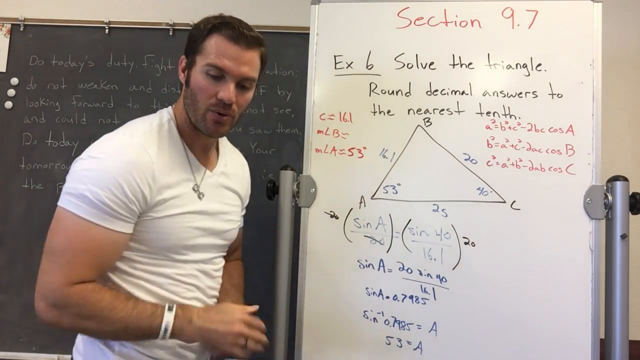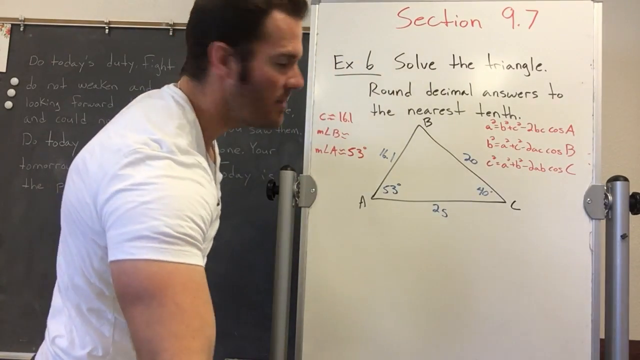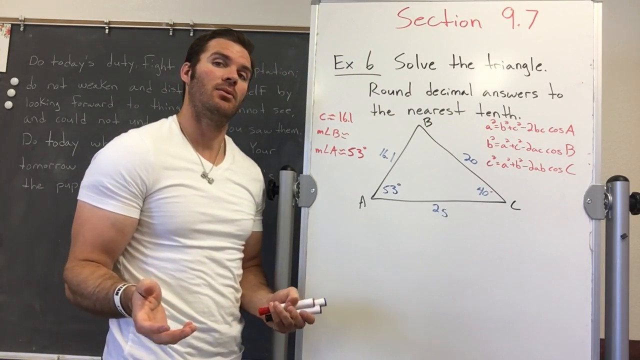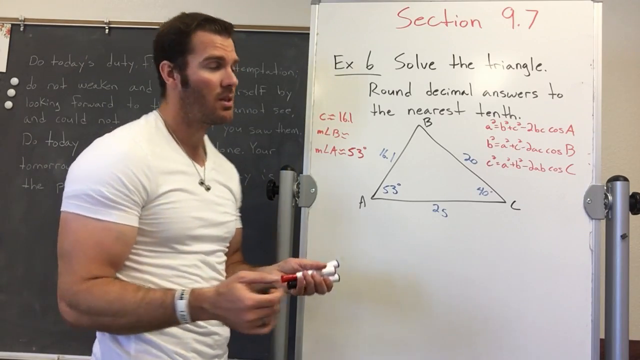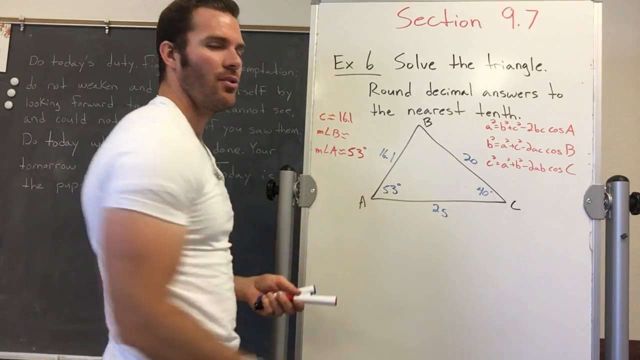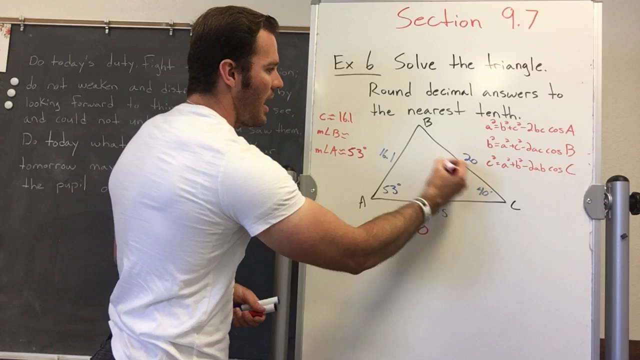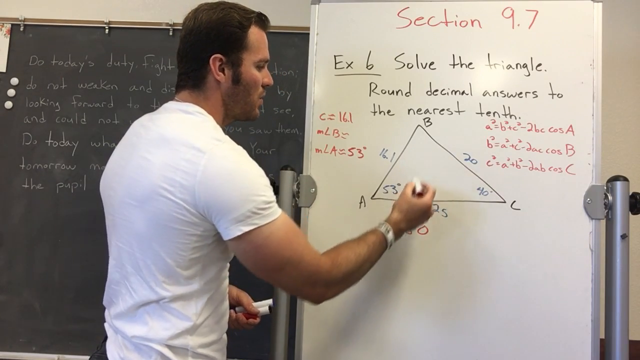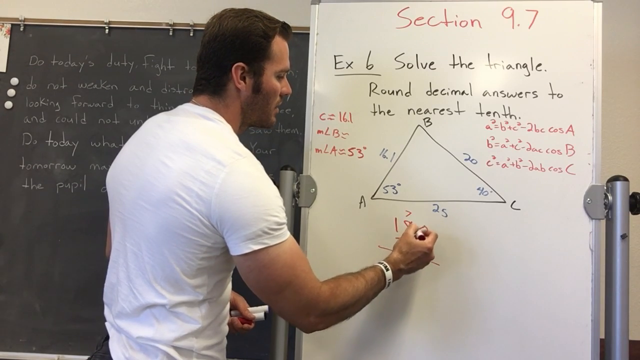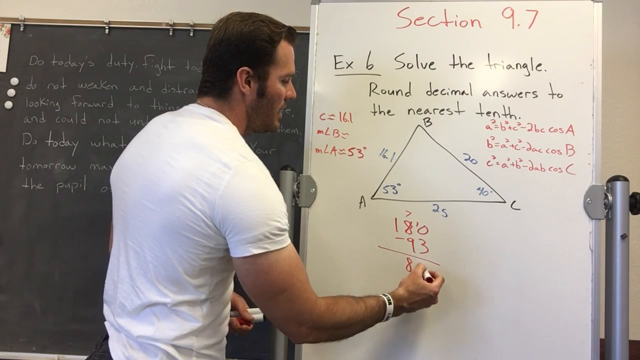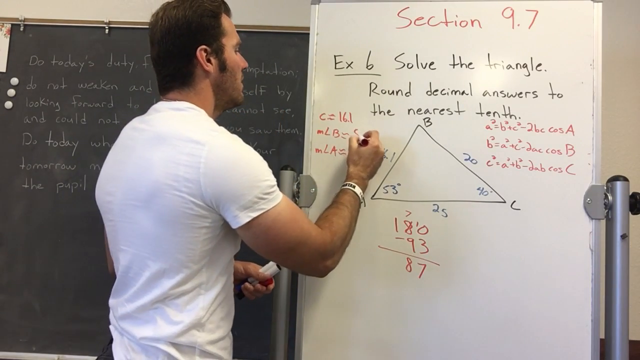Now, I have two angles. I don't need to do law of cosines or law of sines. I could if I wanted to, but I'm going to save the time and the headache of doing those and just take these two, add them together, and they're 93. And all three angles of a triangle add up to 180. So let's find this one. Well, I got 93. Let's subtract. I have 87 degrees.